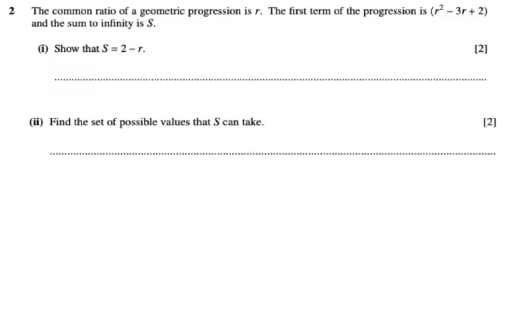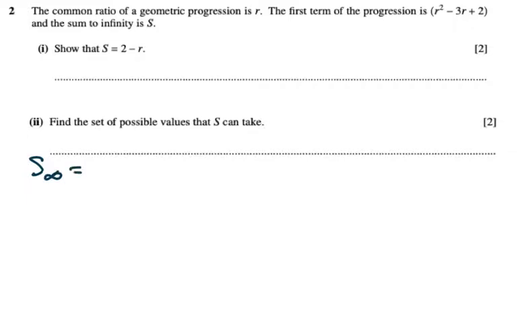The common ratio of geometry progression is r. The first term of progression is r square minus 3r plus 2, and the sum to infinity is s. Show that s equals to 2 minus r. Okay, 2 marks, so I don't think you'll have a lot of working over here. So let's find out. First of all, the formula for s infinity, or sum to the infinity.